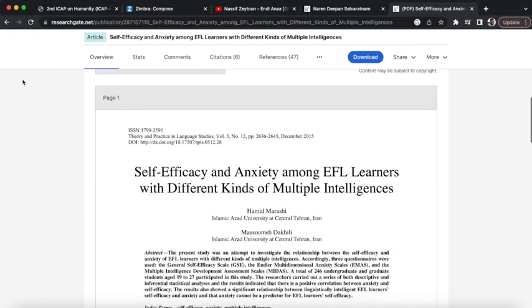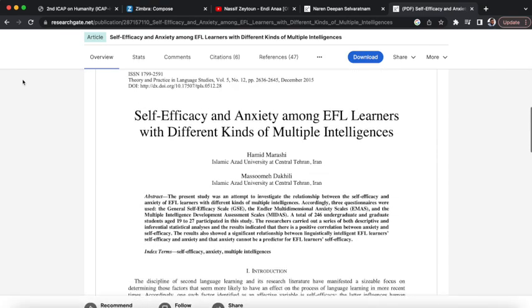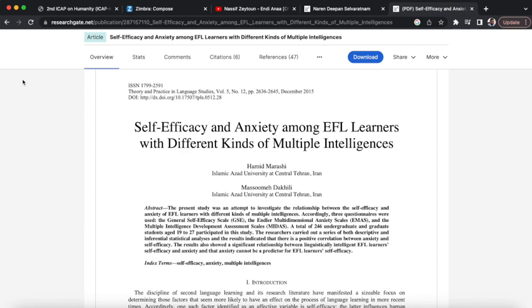Now let's just read this. Now this is the paper. Let's see how to identify basic information. Now this paper has a very clear title. You have to first read this title, and then it has information about authors and theory and practice in language studies. So this of course is the name of the journal. Okay, name of the journal. And then volume 5, number 12, these are the pages, and this was published in December 2015.